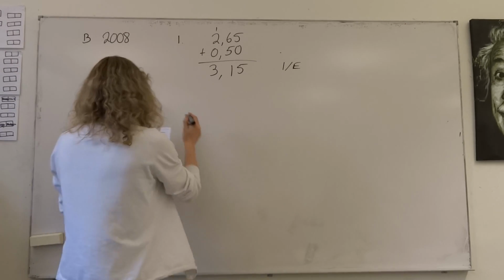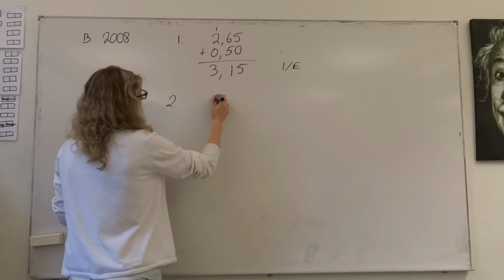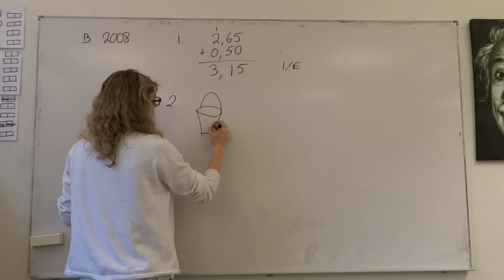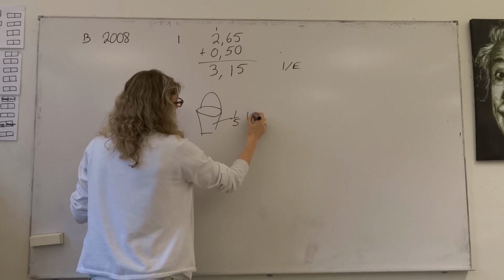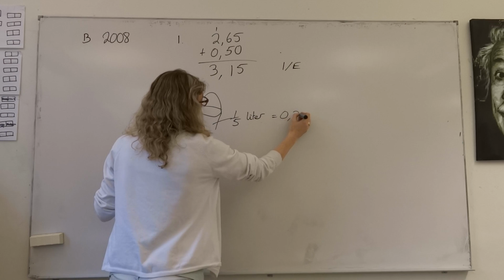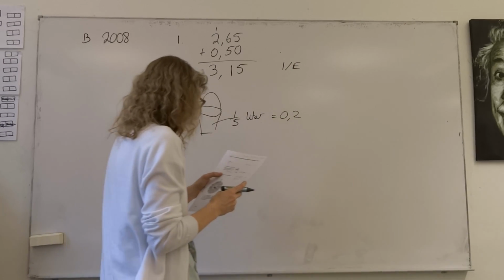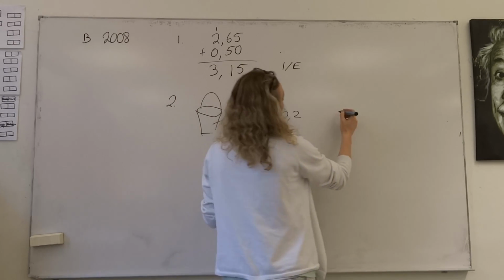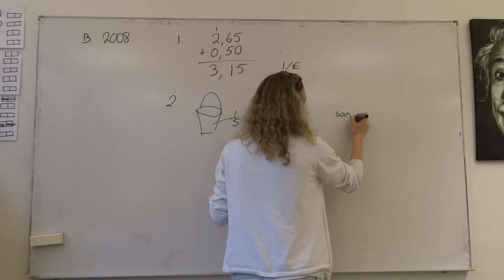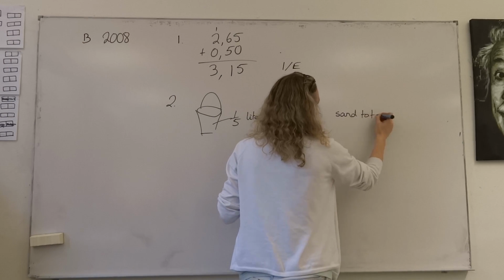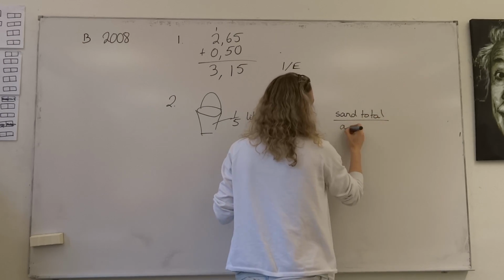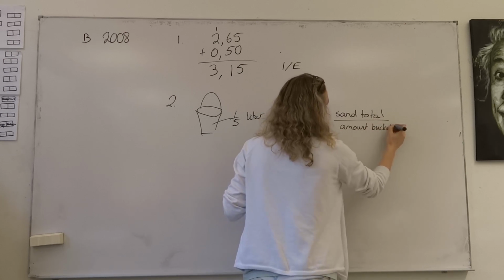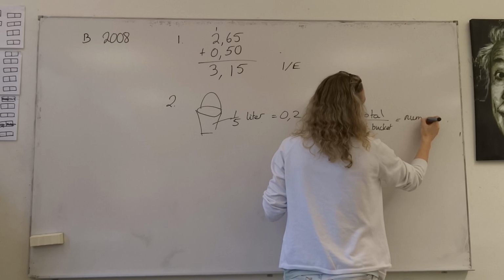Then we have a bucket of sand, and the bucket can take 1/5 of a litre, or 0.2, and it says how many small buckets would you need if you want 9 litres of sand. So the amount of sand in total divided by the amount the bucket can hold will give you the number of buckets you need.